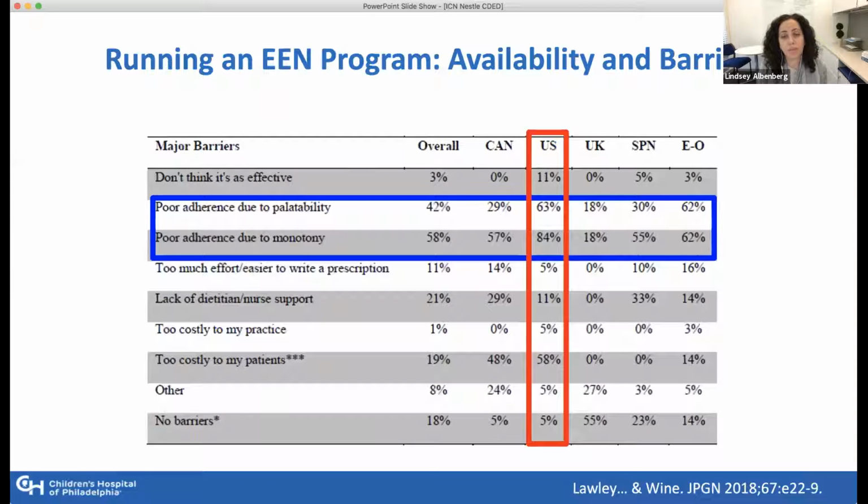This was a survey from Morgan Lawley and Eitan Wine, where they asked 146 pediatric IBD-focused gastroenterologists from 26 countries about EEN experience and strategies. There was a lot of variation in practice patterns, but the largest barrier really in all parts of the world was poor adherence due to the palatability of the formula, and also poor adherence because of monotony and taste fatigue. And this was the case in most regions, except for the UK, where actually 55% of respondents reported no barriers to running an EEN program.